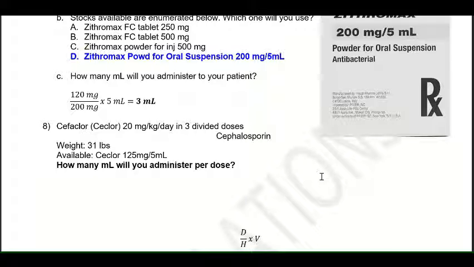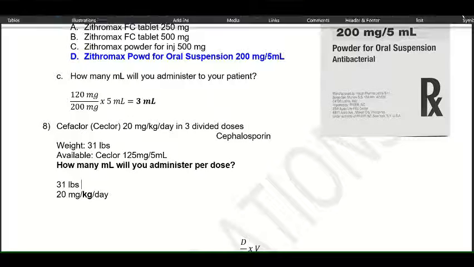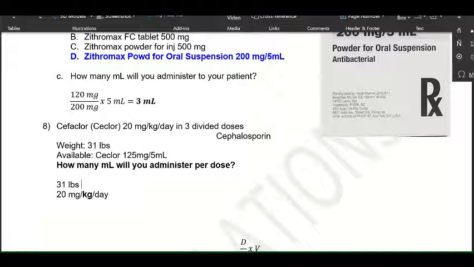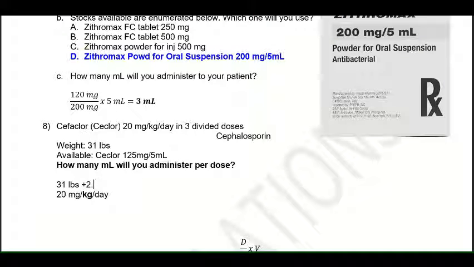It says 20 milligram per kilogram per day, and my patient is 31 pounds. But the dose of the drug is expressed in milligram per kilogram per day, so I need to convert pounds to kilograms first. How would I do that? I would divide the weight in pounds by 2.2, because you know that 1 kilogram is 2.2 pounds. Picking up our calculator, 31 divided by 2.2. It says 14.09. I will copy it as 14.09 kilograms. Not wise to round off during the process.